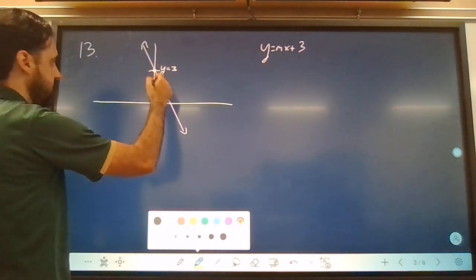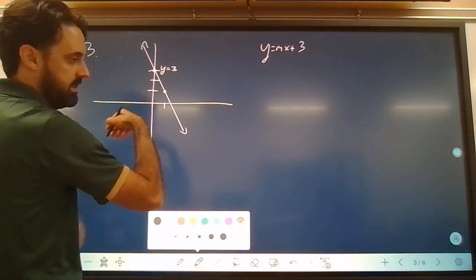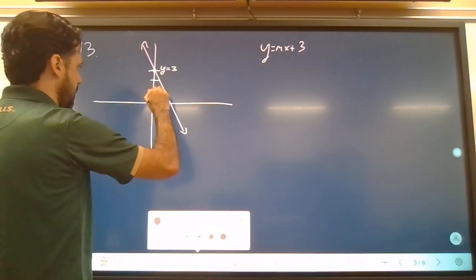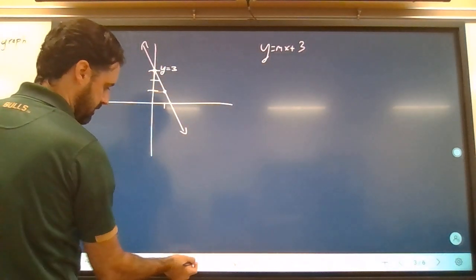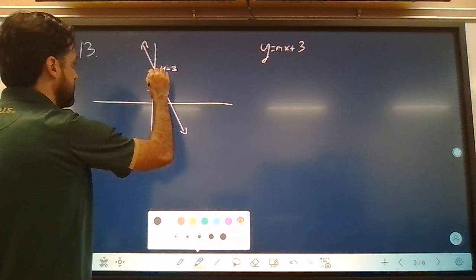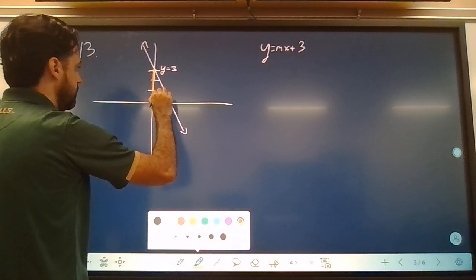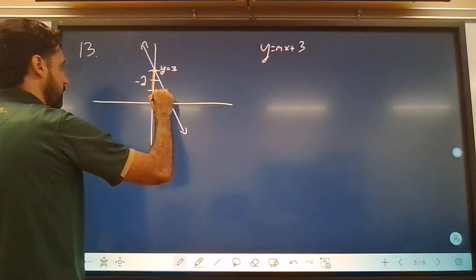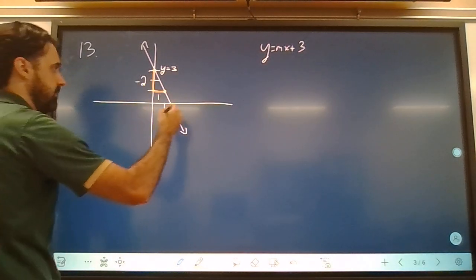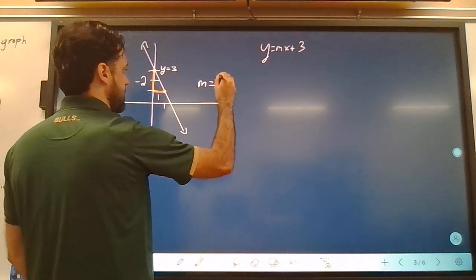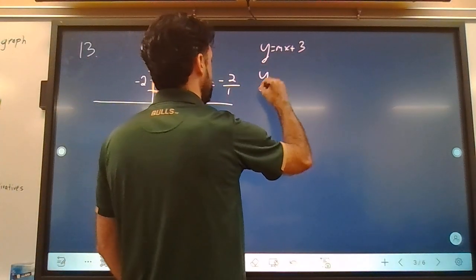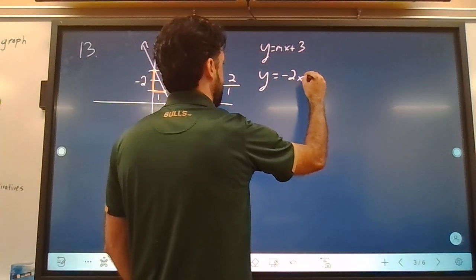So from one point to the next, and I just marked them as clearly as I could up here, from one point to the next, the graph goes down. Let me make that a little bit bigger. The graph goes down 2, right 1. And so our slope is -2 over 1. That's our rise, that's our run. So m is -2 over 1, which is just -2. So that's our answer right there.